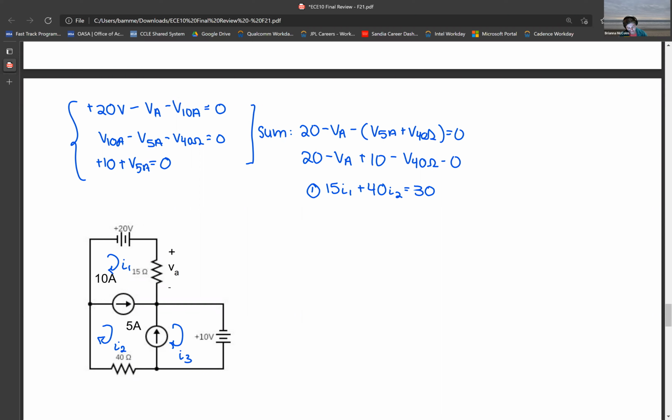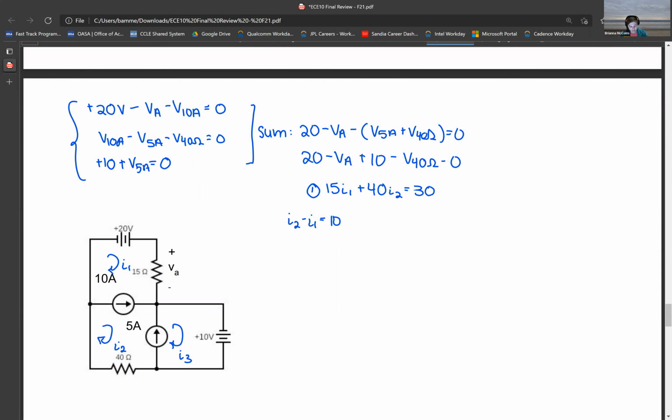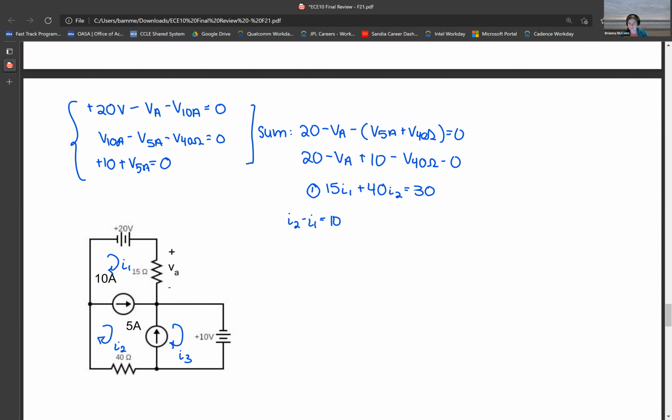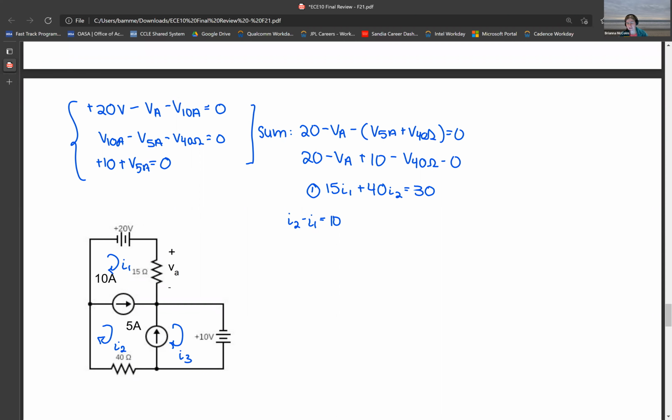And so if we're taking a look at this 10 amp current source, we can see that there is an I1 and an I2. And so we see that I2 is flowing in the same direction as the 10 amp current source, and I1 is flowing opposing it. So that means that I2 minus I1 equals 10. We can say this because we know that the current in this branch is 10 amps. It's an ideal current source, and so it's going to enforce that. And so we can use the defined mesh currents to come up with this relationship here.